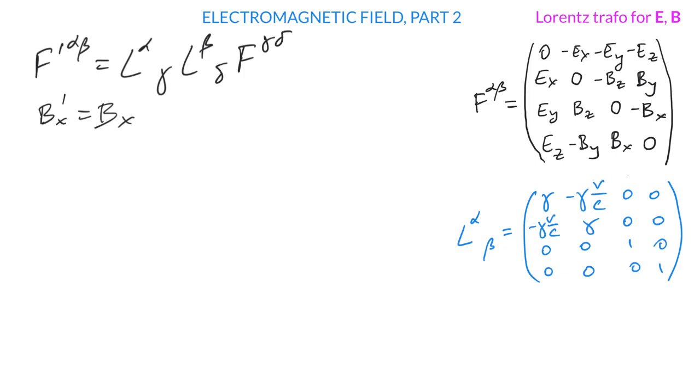Now, if we look at Ex, Ex sits in this upper left corner. So this block is transformed by this 2 by 2 block. It's not mixed with anything else. Now, if we perform the multiplications, it's quite straightforward. The answer is that Ex also remains unchanged. So nothing happens to the field components along the direction of the boost. Now let's look at the y and z components. Here it's also quite simple.